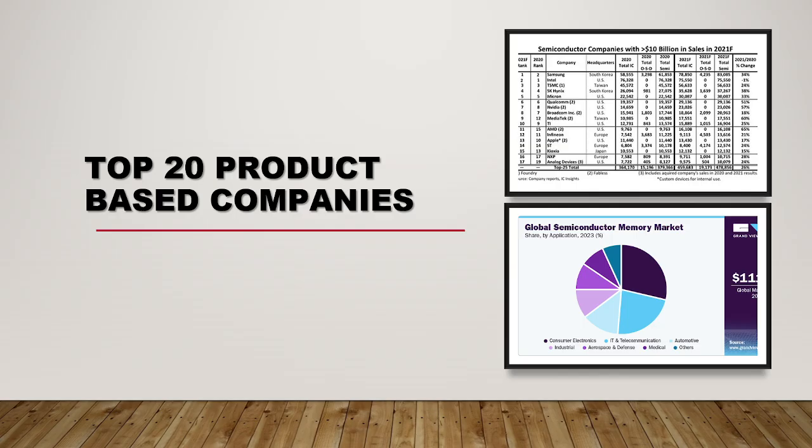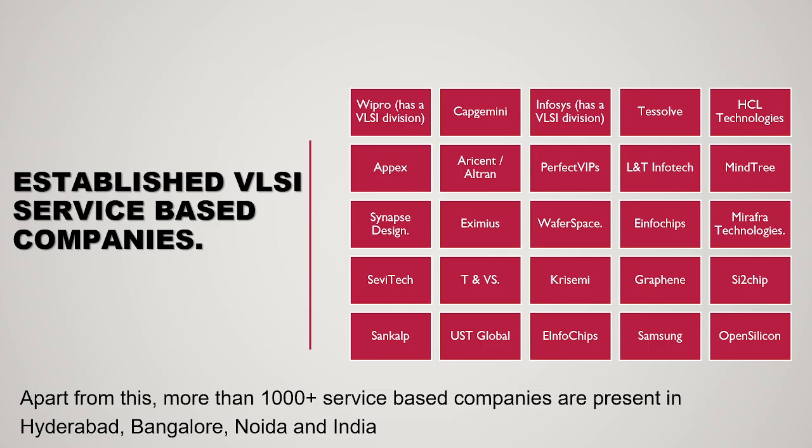And as I told you, these are the product-based companies like Samsung, Intel, TSMC, Micron, Qualcomm, Nvidia. There are around 20 product-based companies all over the world, and these are service-based companies. Some of the companies you know: Wipro, Capgemini, Infosys, HCL, L&T, USD Global, Graphene, Samsung, Open Silicon, Mindtree, Mirafra. Apart from this, more than 1,000 service-based companies are there in Hyderabad, Bangalore, Noida, and across India.